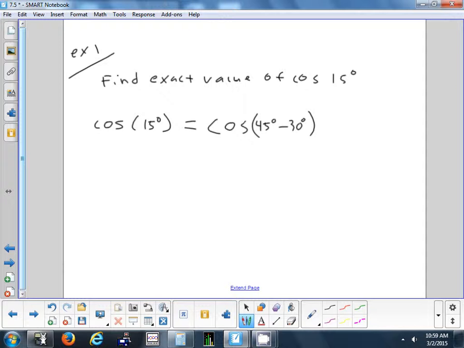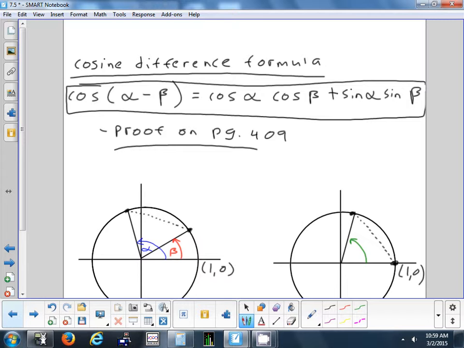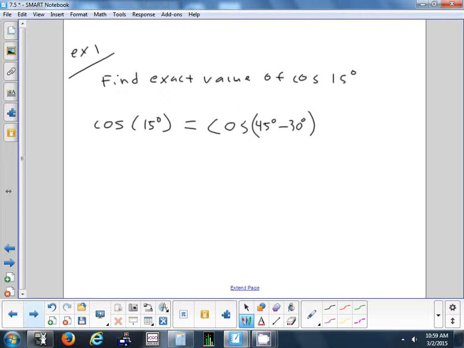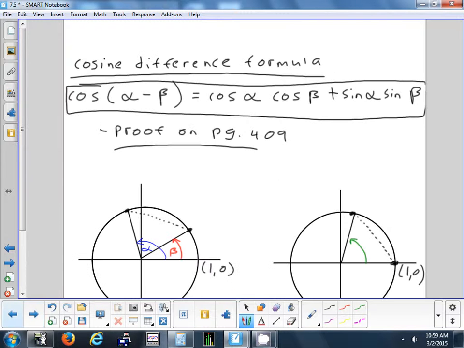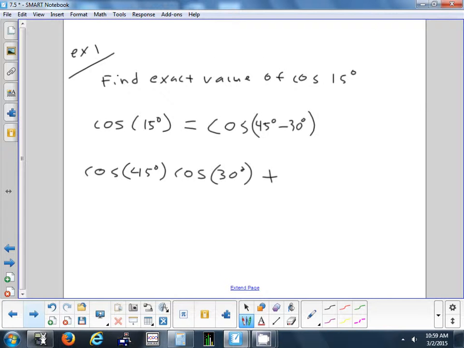Any question on that step? Now just use your formula. Let alpha be 45, let beta be 30, and fill it in. Cosine 45, cosine 30. And it's kind of weird, but you've got to remember that the cosine difference formula actually uses a sum when you write it out. It's just the way it is. And then it's the sine of 45 times the sine of 30.